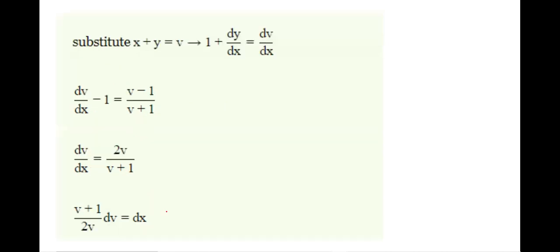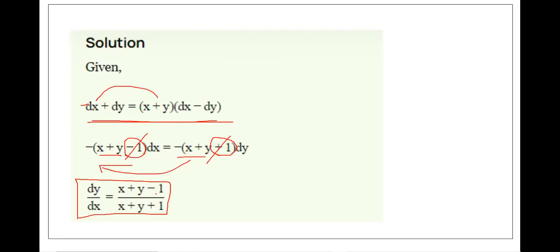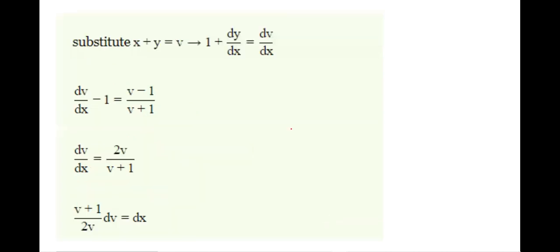Okay, yes, so now when we have got this x plus y minus 1, x plus y plus 1, so we will substitute x plus y as v. Okay, yes, that is the next step. We will substitute x plus y is equal to v.